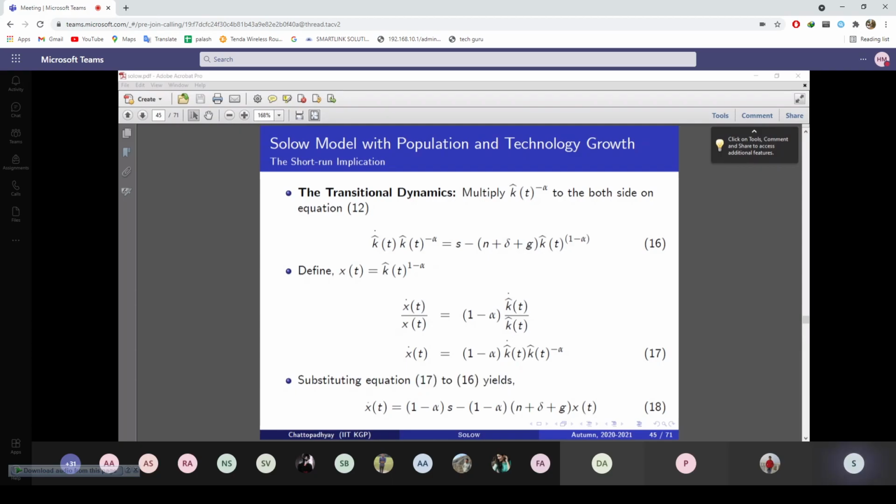Dev Agarwal is fine. Are you doing it with me? Dev? Yes, sir. Okay. Have you got equation number 18? Yeah. Everybody got equation number 18?